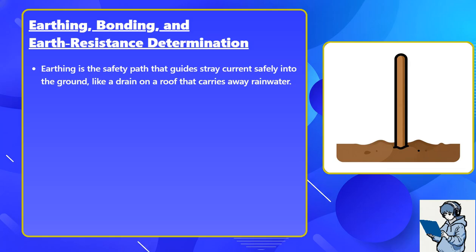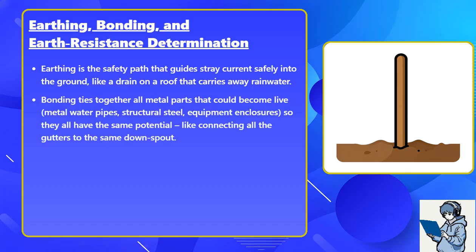Earthing is the safety path that guides stray current safely into the ground, like a drain on a roof that carries away rainwater. Bonding ties together all metal parts that could become live: metal water pipes, structural steel, equipment enclosures, so they all have the same potential, like connecting all the gutters to the same downspout.